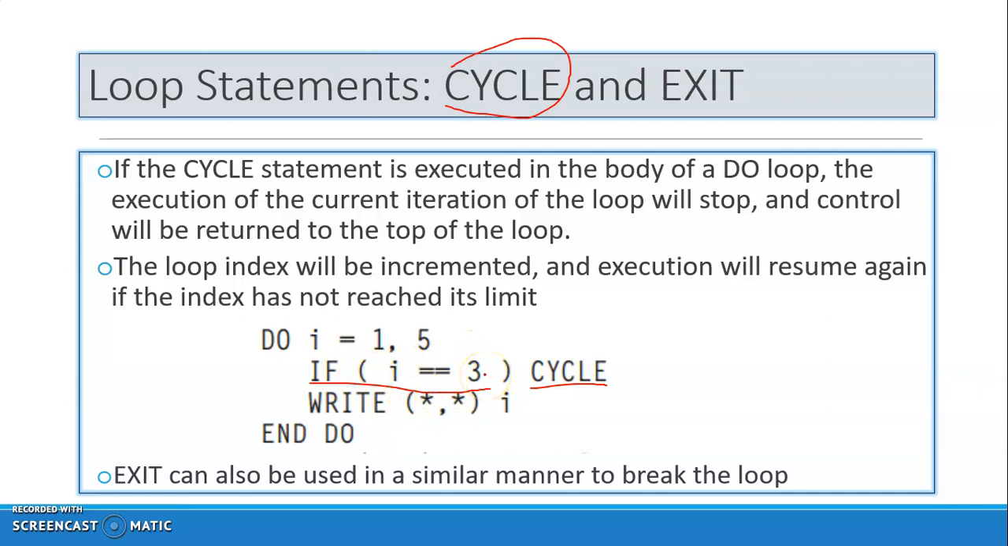And the exit is to end, or jump out of, the loop that it is currently in. For example, if we have exit here, instead of going to the next iteration and incrementing I to 4, as is the case with the cycle, the exit will actually stop the loop immediately. So it would only execute or print 1 and 2. The moment I reaches 3, the loop stops immediately.